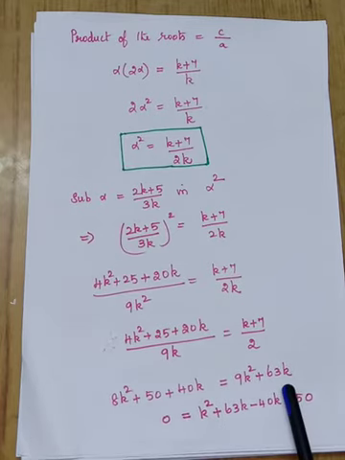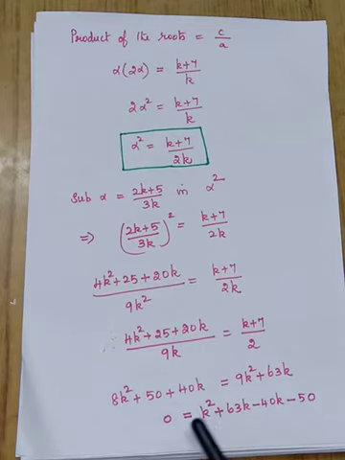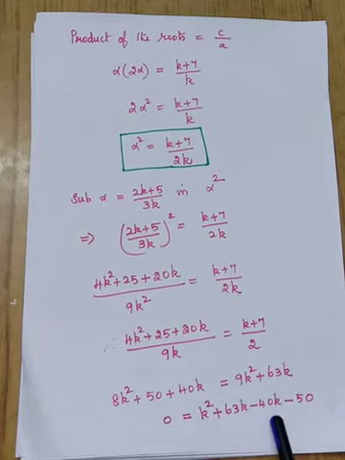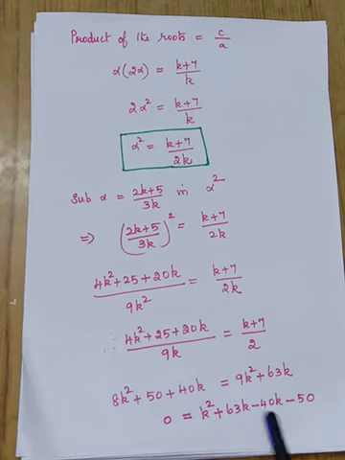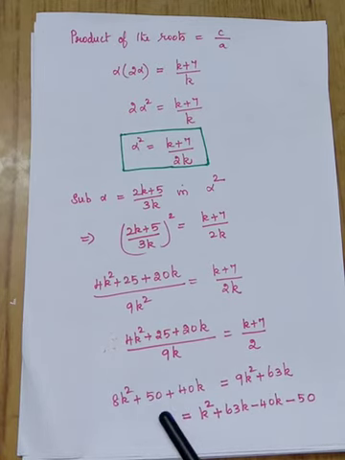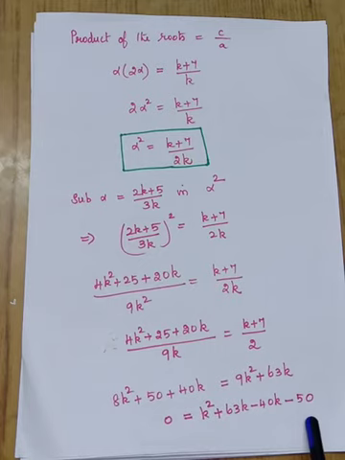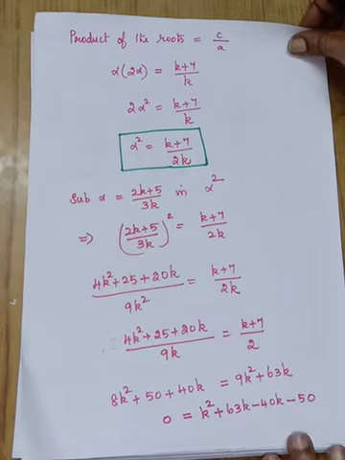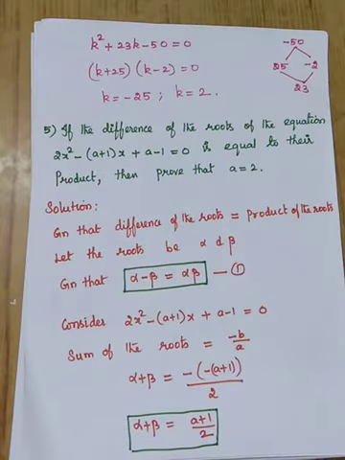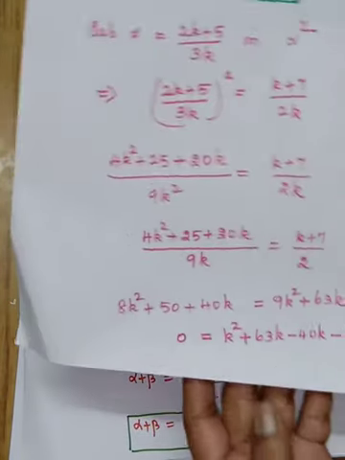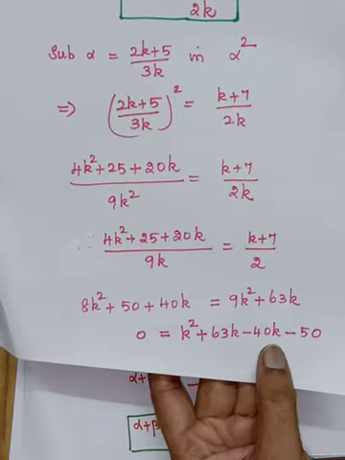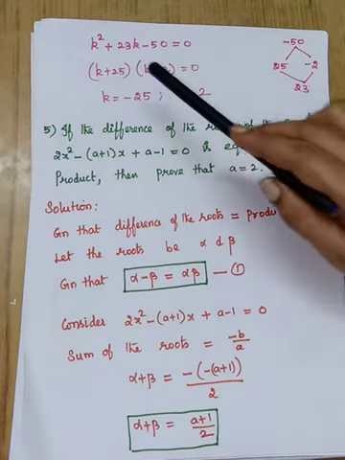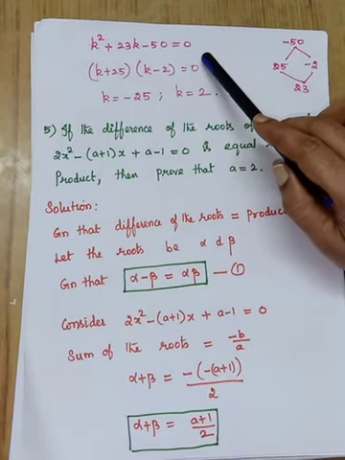On the right side you have 63k. On the left side you have 40k. Bring this 40k to the right side, minus 40k. And the constant 50, when you bring it to the right side, it is minus 50. So it is equal to 0. So the next one, k squared plus, what is 63k minus 40k is 23k, minus 50 is equal to 0.